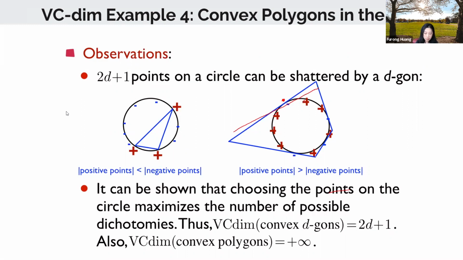Oh, sorry, I didn't mention it's D, so it has to be a D-gon. If it is just any convex polygon, it's actually infinity. As you can imagine, no matter how you arrange the points, and no matter how you label the points, I could always find a convex polygon that makes sure all the positive ones are within and negative ones are outside.